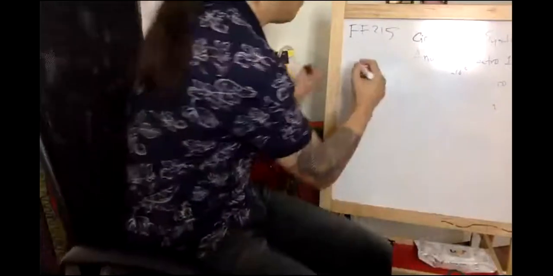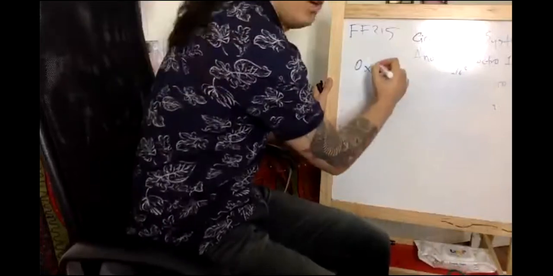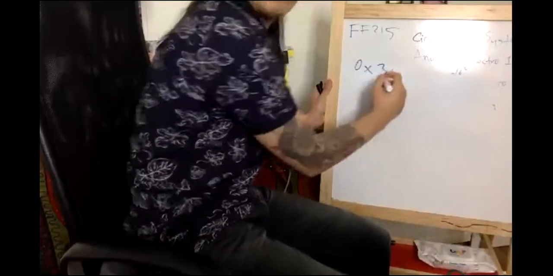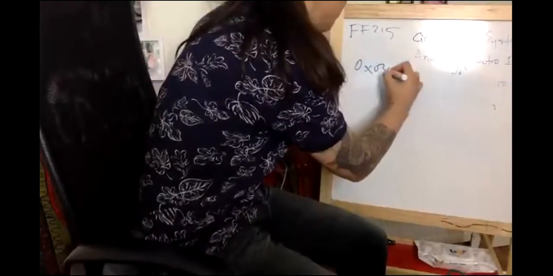So for hexadecimal numbers, if it's a hexadecimal number, I use this notation. Okay, 3. What was it? It starts with 0. Yes, 0, 3, 4, 5.